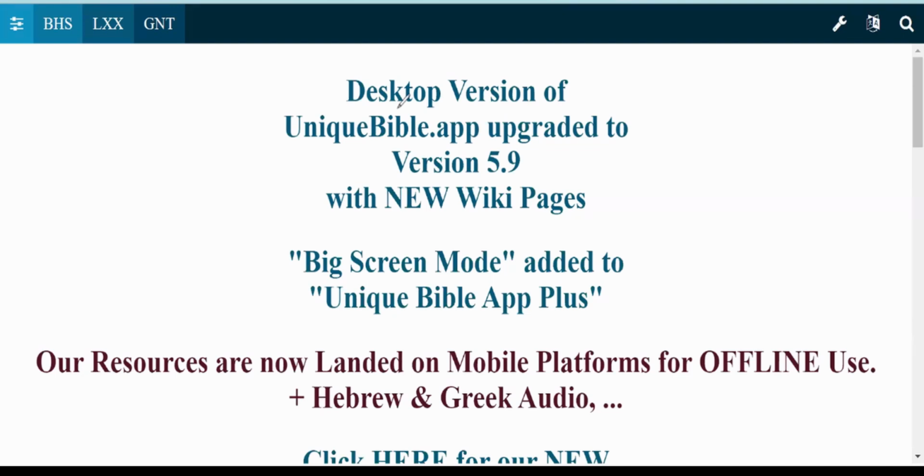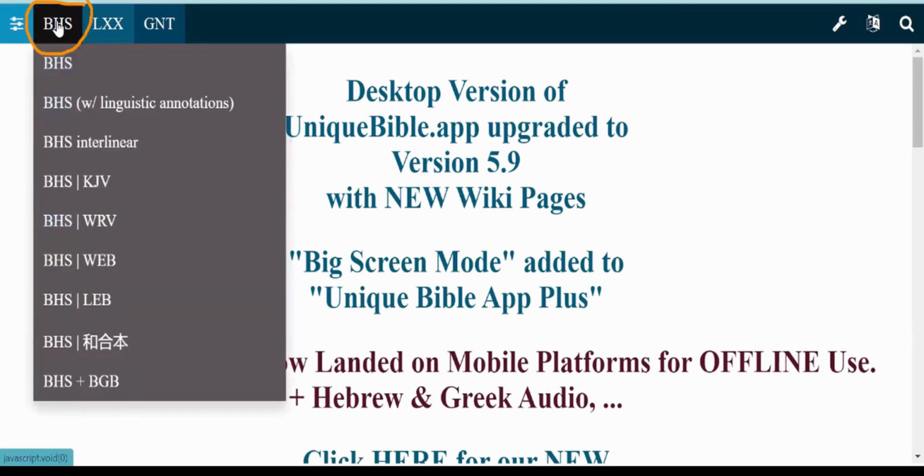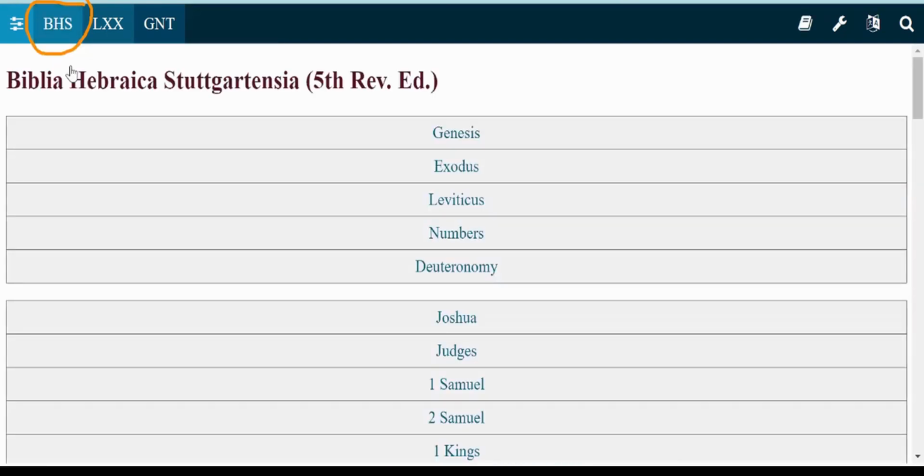If you click here on the left-hand side on BHS, you can see a couple of options. And then on simply BHS, which stands for Biblia Hebraica Stuttgartensia, which is the edition of the Masoretic text as preserved in the Leningrad Codex. And this website presents only the biblical text of the Leningrad Codex, but without the Masoretic and text critical notes. Those notes can be found in the print edition.